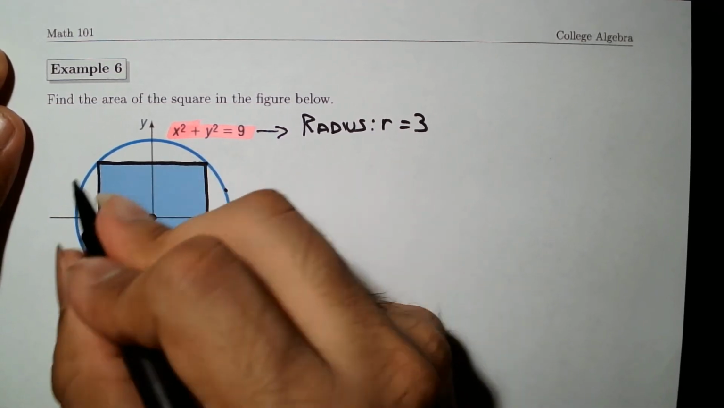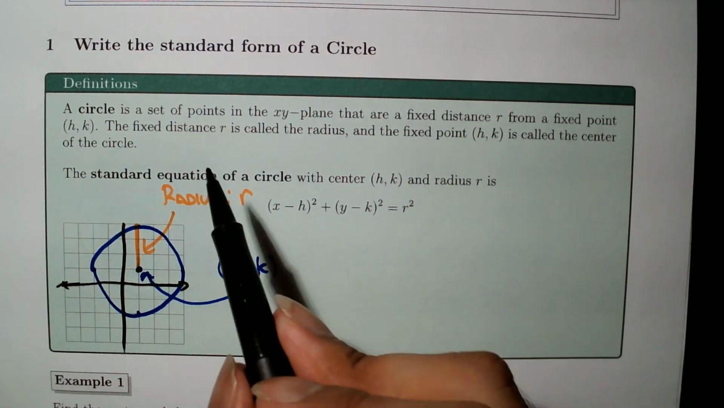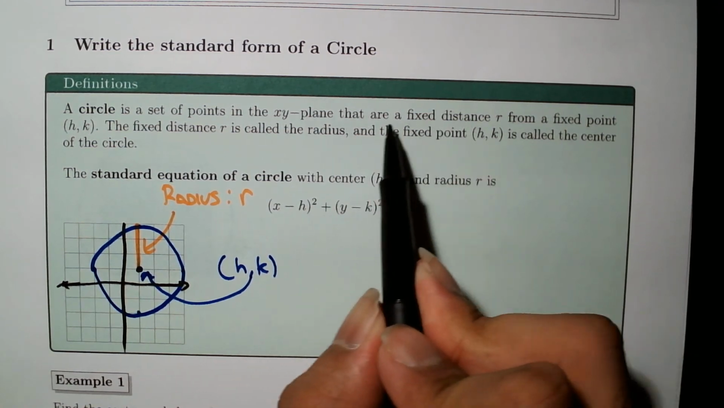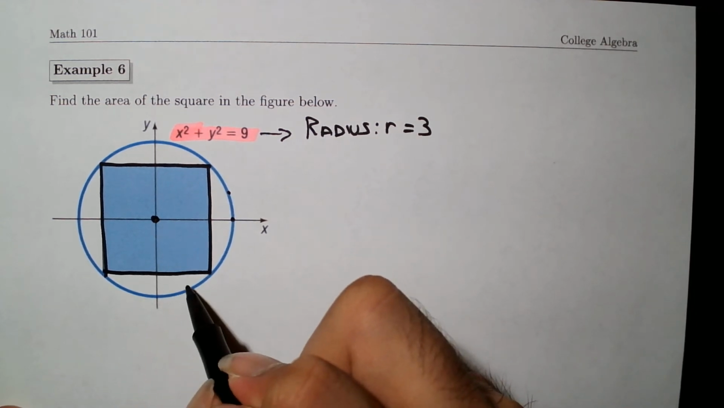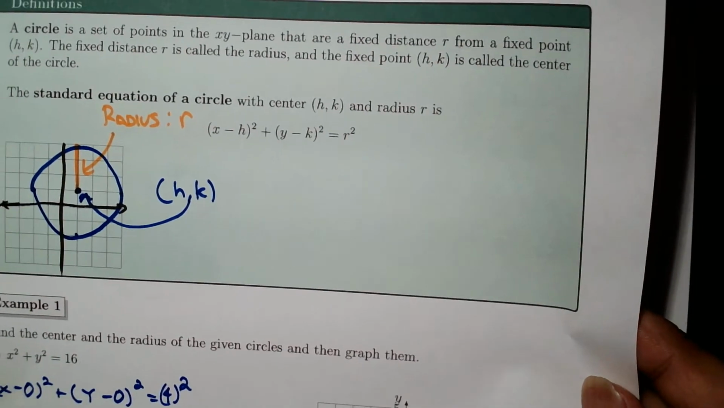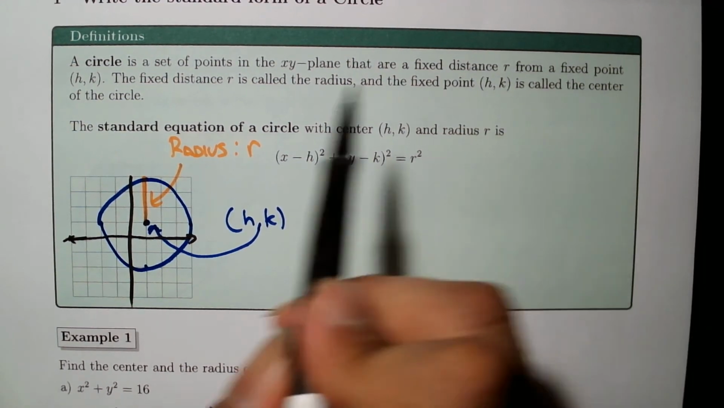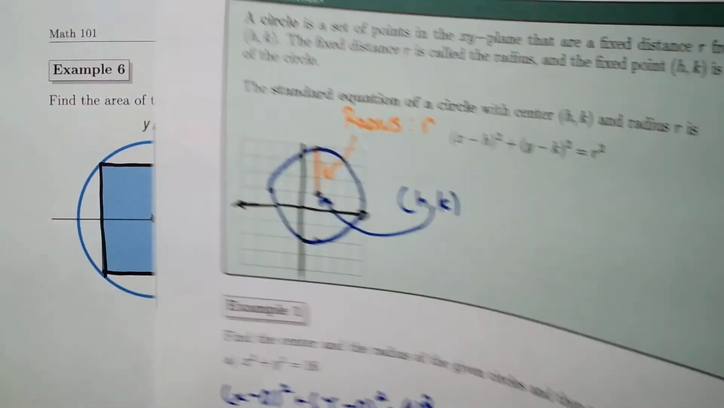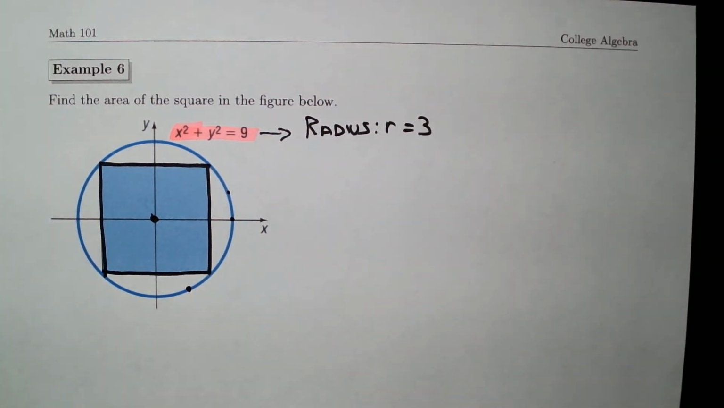Again, go back to the definition of a circle, right? The definition of a circle is, let's recall it, let's put it back in. It's a set of all points in the xy plane that are a fixed distance. This distance is fixed. The points in the circle are equidistant from a fixed point called the center, and that distance is given by the radius. So we're going to take advantage of that definition.